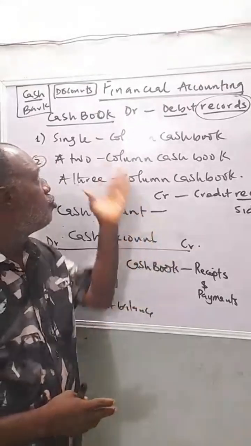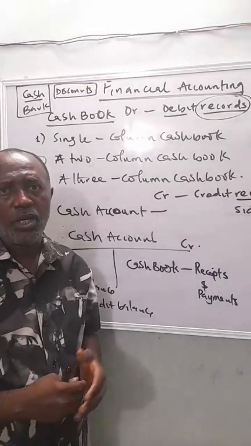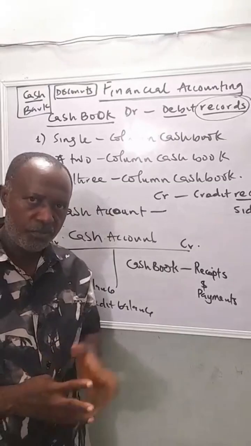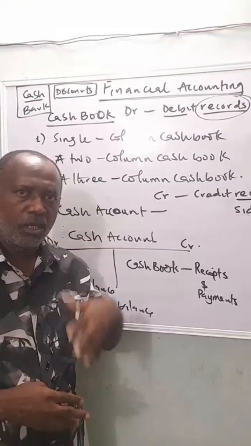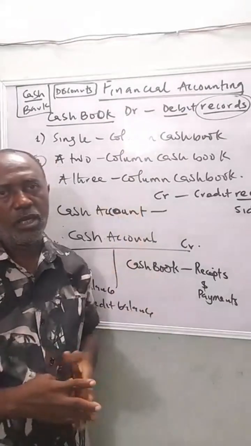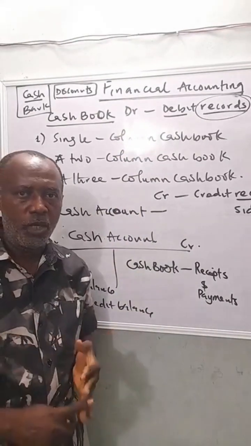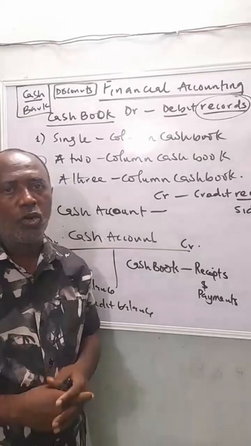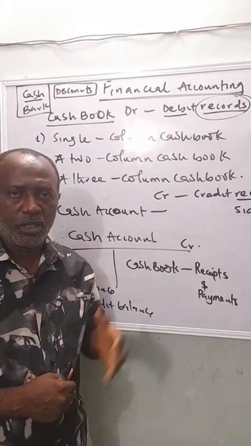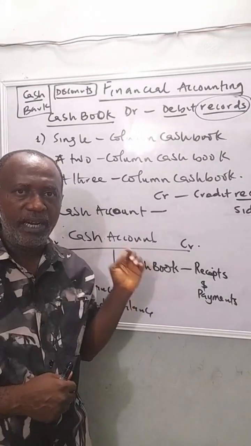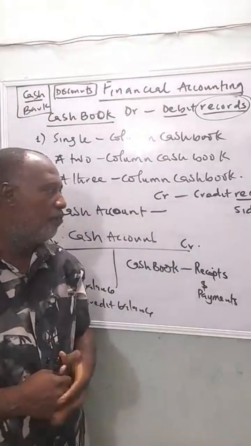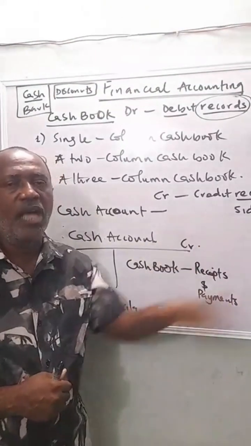On this note, we have been able to let you know that cash book is also known as the receipts and payments account. Debit side for receipts, credit side for payments. And that the cash book is divided into 3: a 1-column cash book, a 2-column cash book, and a 3-column cash book. I've also explained that the left-hand side of every account is debit, and that debit is written as DR, but the full meaning of DR is debit record side, and the full meaning of CR is credit record side.